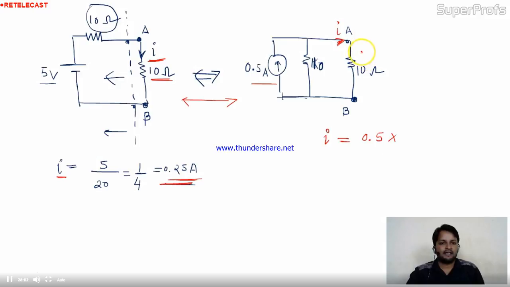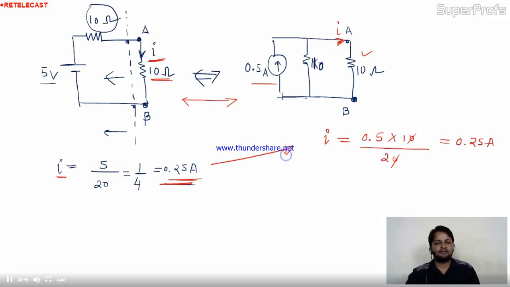Tell me the opposite branch resistance. We are going to calculate I in 10 ohm. The opposite branch resistance is given as 10 ohm. Divide by the summation of the resistances, 10 plus 10, 20. Cancel. So I is nothing but 0.25 ampere. See, in both cases the current is same. So that's why we are calling these equivalent transformations. Here, the circuit parameters are not going to change. If the current across the element in a voltage source circuit is something, the same current will be there in the current circuit. So these are the equivalent circuits.